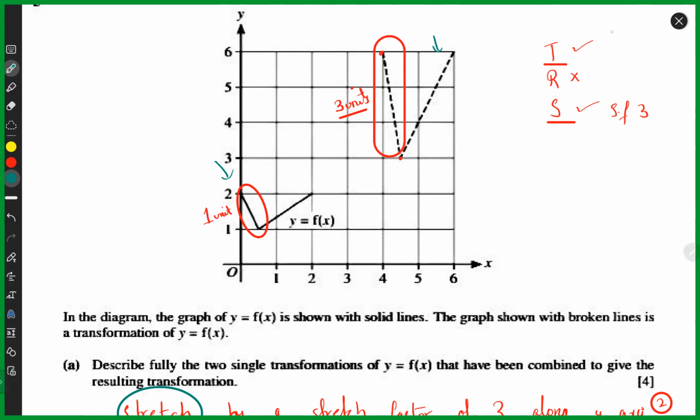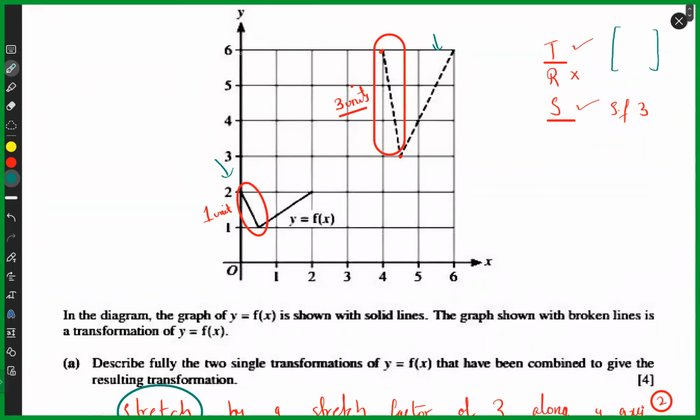Can anyone tell me the translation vector? What do you guys think about the translation vector? Any idea about the translation vector? Yes, if it would be 3 units, this 2 would basically go to 3, 6. Miss, 4 and 2. One second. Yes, 4 is correct, but 2 is not correct.